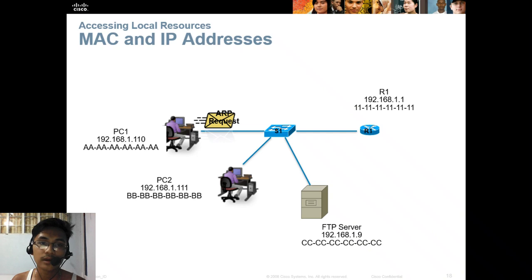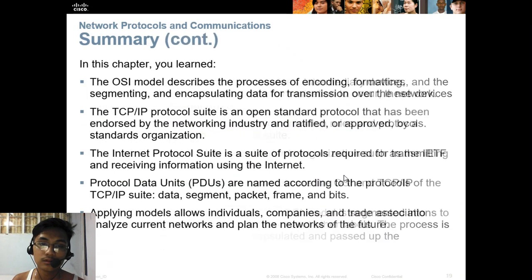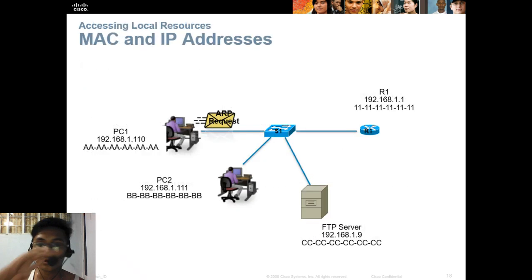Accessing local resources, the MAC and IP addresses. Here is just shown an image. In the image, we have the two end users, one server, one router, and one switch. These MAC and IP addresses are used for the transmission, using some of the ARP requests here, sending it from source to destination.